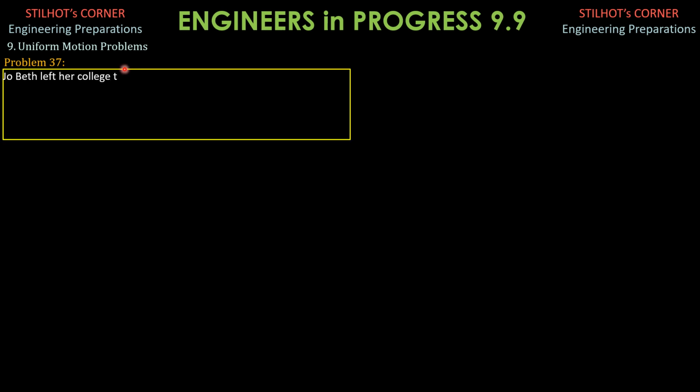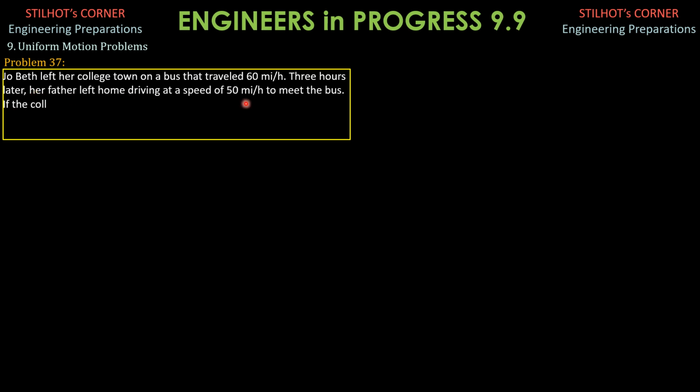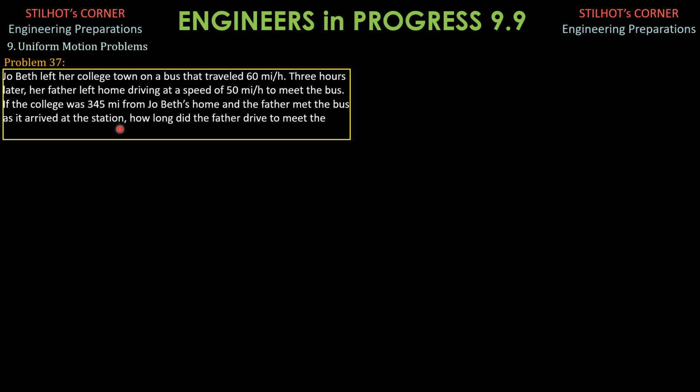Jo Beth left her college town on a bus that traveled 60 miles per hour. 3 hours later, her father left home, driving at a speed of 50 miles per hour to meet the bus. If the college was 345 miles from Jo Beth's home and the father met the bus as it arrived at the station, how long did the father drive to meet the bus?